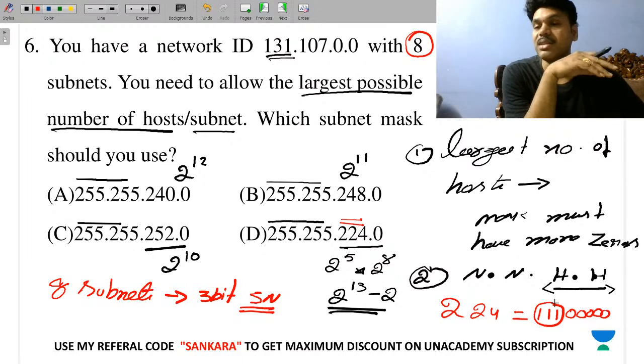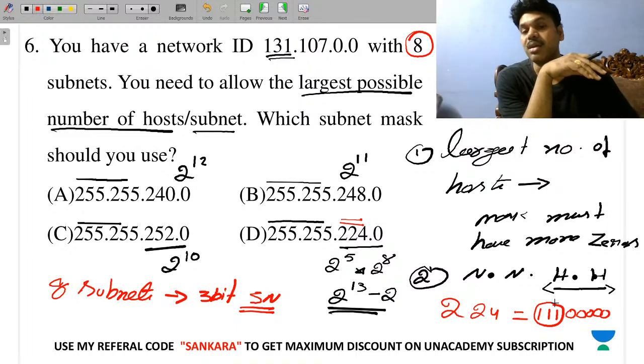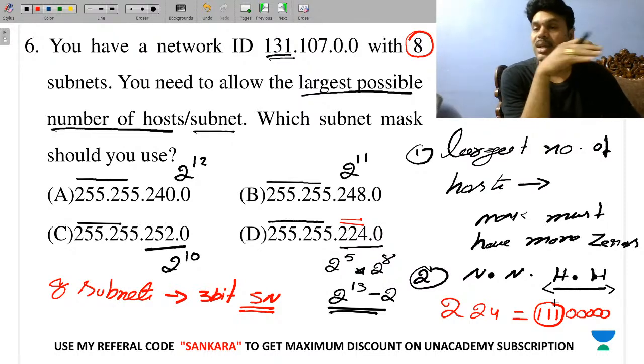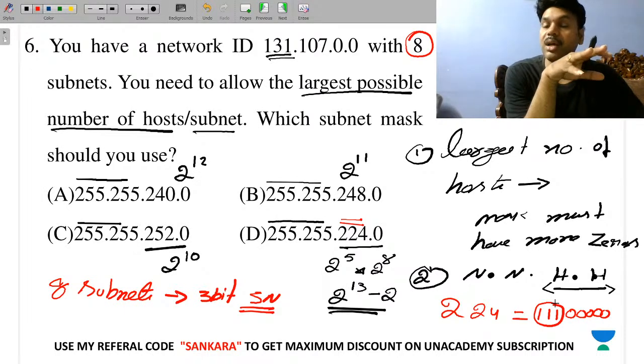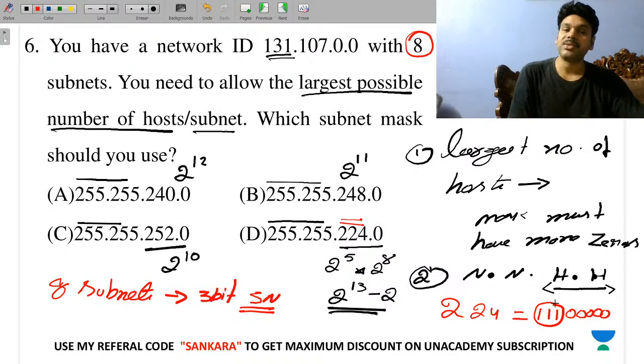If you ask, for example, that 16 subnets I want, then option D is wrong. Anyhow, it is going to provide more host IDs, but it is asking for 16 subnets, therefore option D is not going to give you 16 subnets. So in that case, you need to switch over to option A, because there 4 bits are subnetted and the remaining 12 bits are zeros. Anyhow, according to this question, option D is correct.